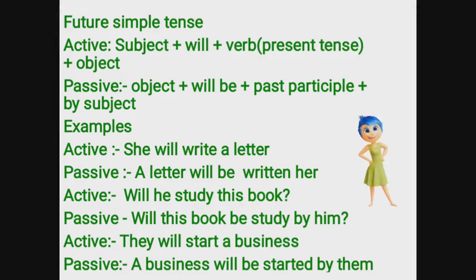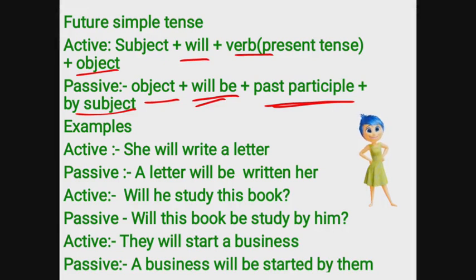So let's look at the active structure of a sentence in the active voice and see how we can break its structure down. First of all, we have the subject as usual. Then we have the auxiliary verb or modal verb, which is will. Then we have the verb, which is in the present tense. Then we have the object. To change this to passive voice, the object becomes the subject, the auxiliary becomes will be, and the verb will change to the past participle as usual. Then we have our by plus the subject.